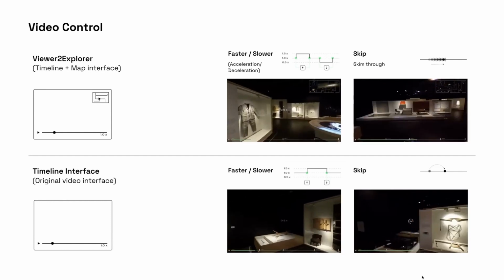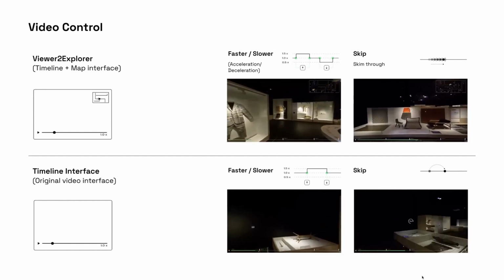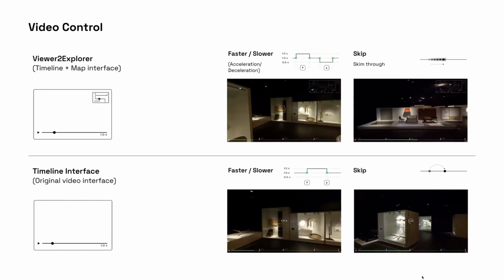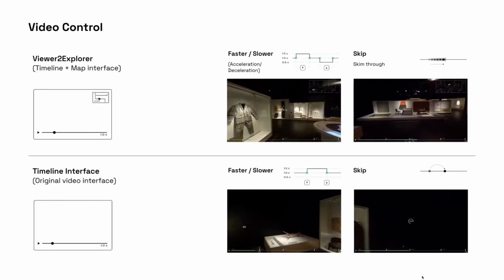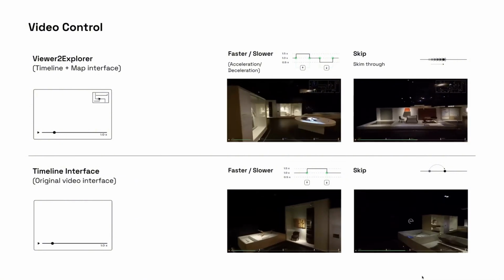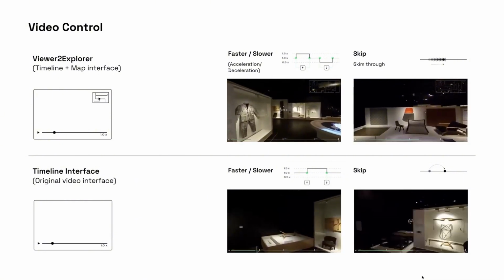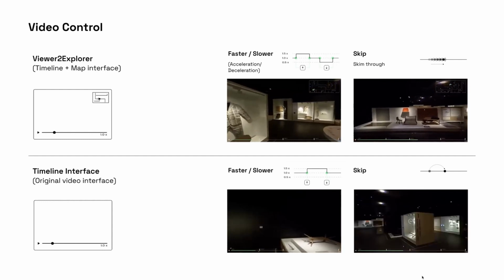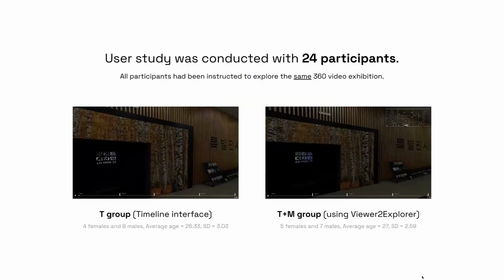Also, we replaced the skip functions to skim through the space, like walking faster in a real exhibition space. So from this slight modification, we intend that this change metaphorically represents the footsteps of visitors. After developing the prototype, we conducted a user study with 24 participants divided into two groups.